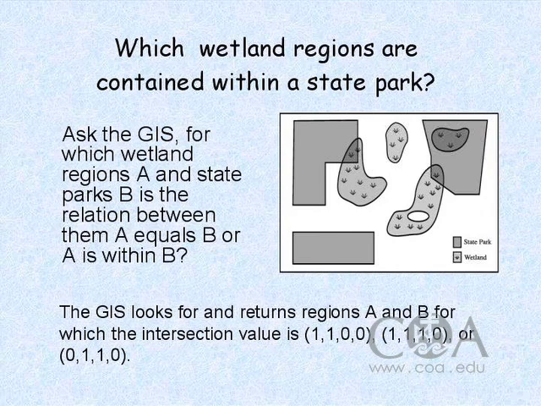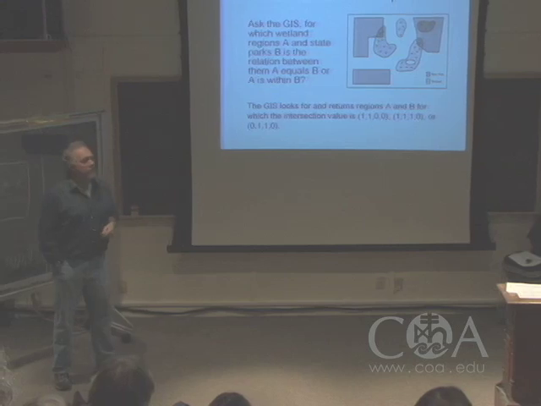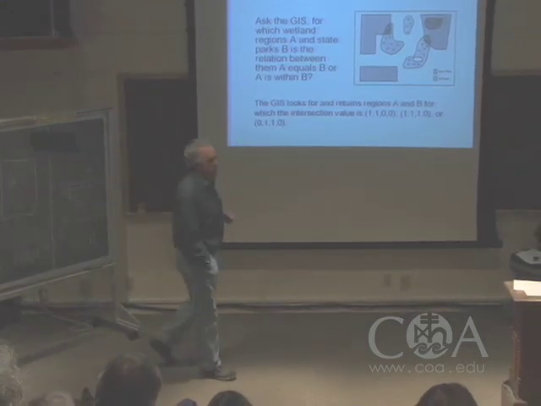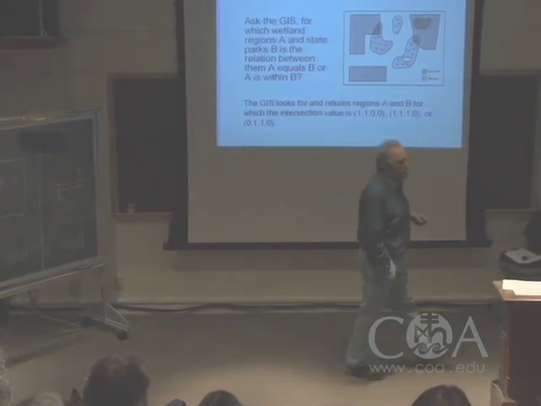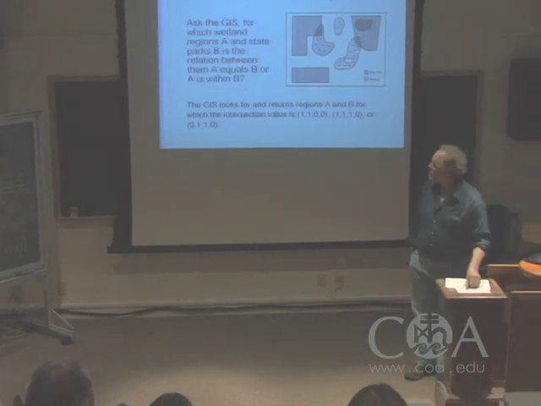And so then, finally, back to the wetlands question. A GIS user would ask, for which wetland regions A and B is the relation between them A equals B, or A is within B? And the GIS will look for and return regions A and B that have these intersection values, and then tell us, independent of the picture, what regions are satisfying the requirements of the question. And that's a nice little application of topology and GIS.